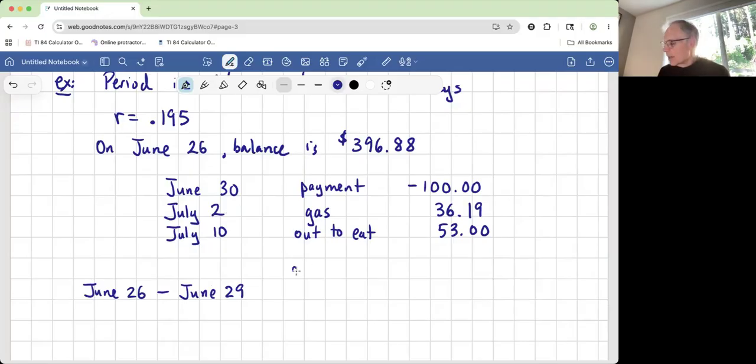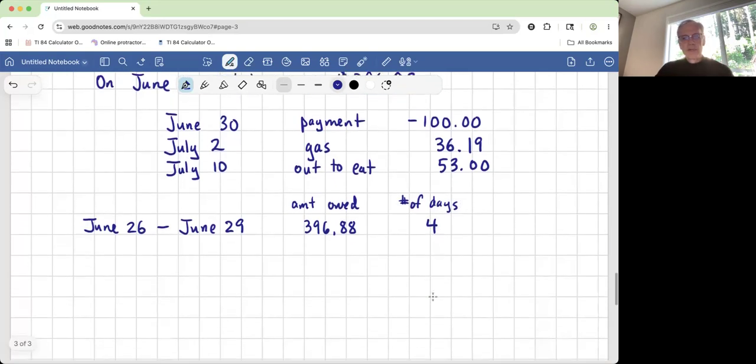All right. So then I have amount owed is going to be 396.88 over those number of days. The number of days, there's the thing I was going to ask for. Now, y'all are going to tell me it's just 3 days, dude. June 26th to 29. 29 minus 26 is 3 days. All right, let's use our fingers. 26, 27, 28, 29. That's 4 days. So the number of days she's going to owe 396.88 is 4.